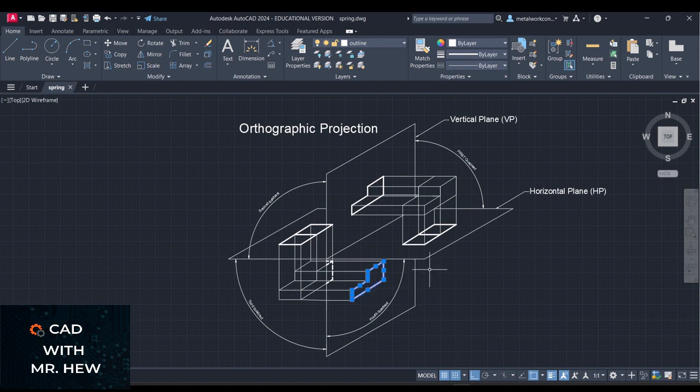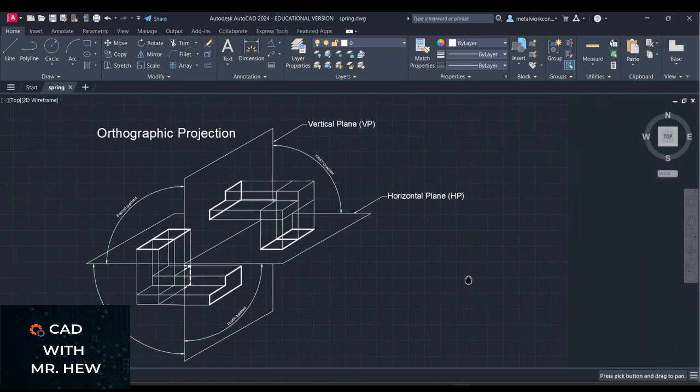Good. So in this drawing, it is showing again the vertical plane and the horizontal plane intersecting to give us 4 quadrants. So you have the first quadrant, second quadrant, third quadrant, and fourth quadrant. The drawing in the first quadrant is known as the first angle projection. The drawing in the third quadrant is known as third angle projection. Okay?